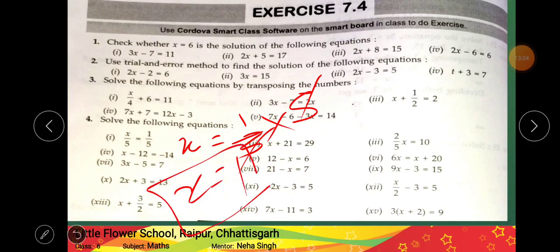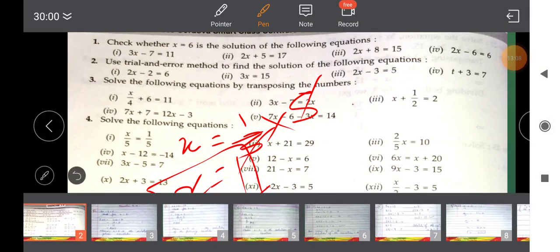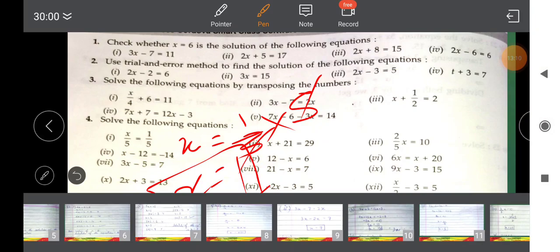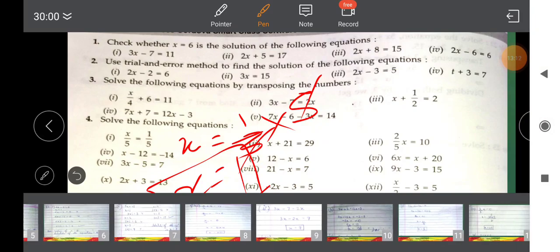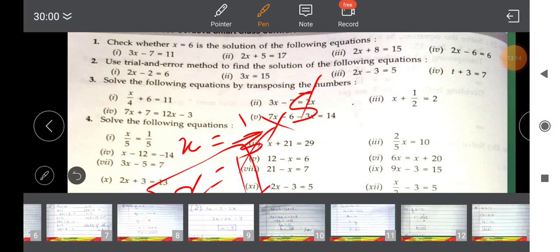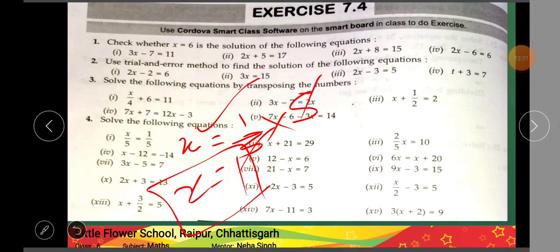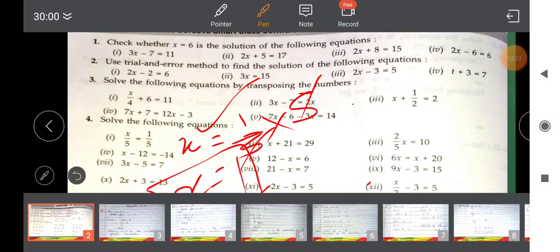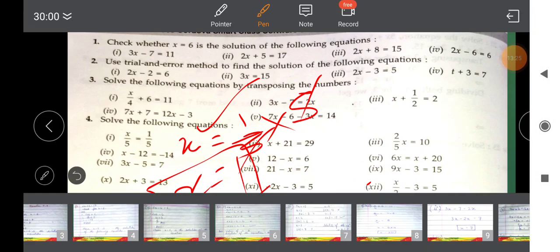So this is the answer for the first question. I have not explained the first question in written form. These 3 steps were the explanation, so you can write it from here. Second is your homework. Moving on to the third question.